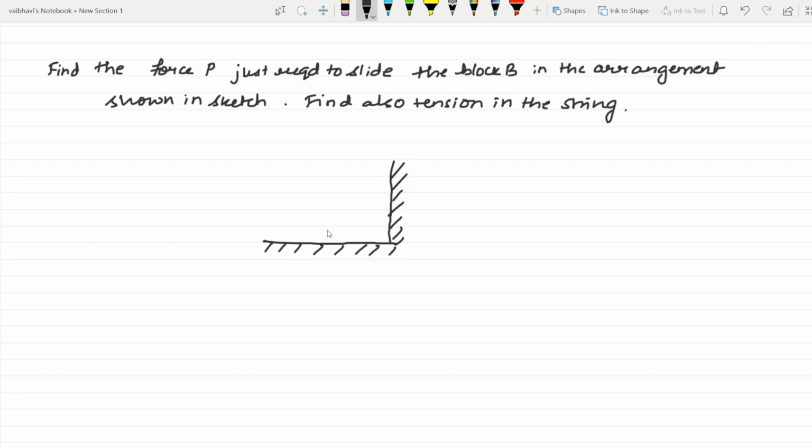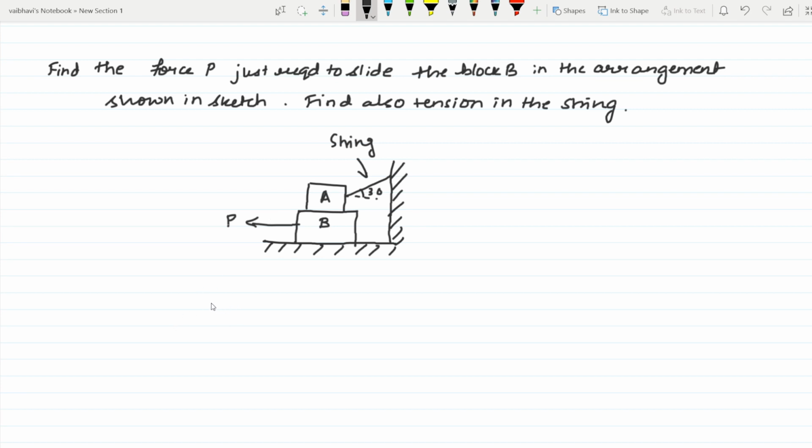there are two blocks given at the bottom. This is block B. On top of this there is one more block, that is block A, and here there is a string at an angle of 30 degrees. They have asked to find the force P just required to slide block B.